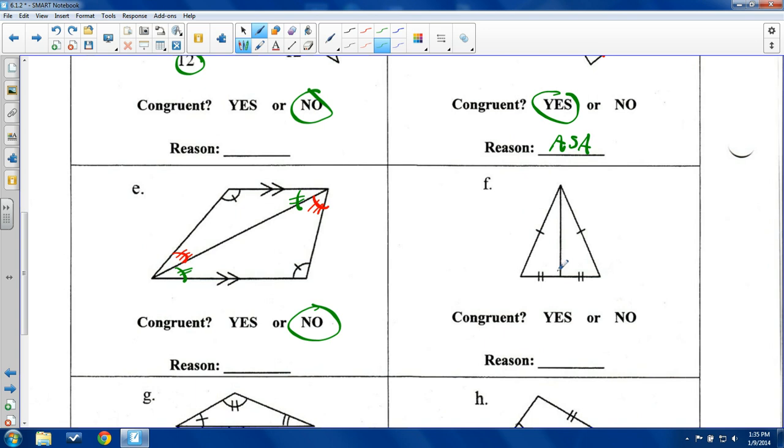Okay, right here, is this a right angle? We do not know. They do not tell us. Do not make that assumption. But we do know these sides are congruent, that's given. These sides are congruent, that's given. And now they share this same side right here.